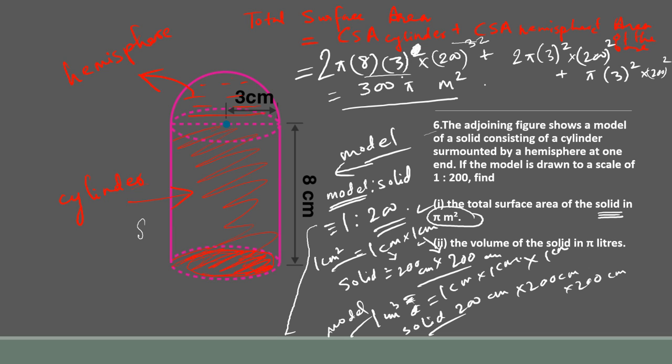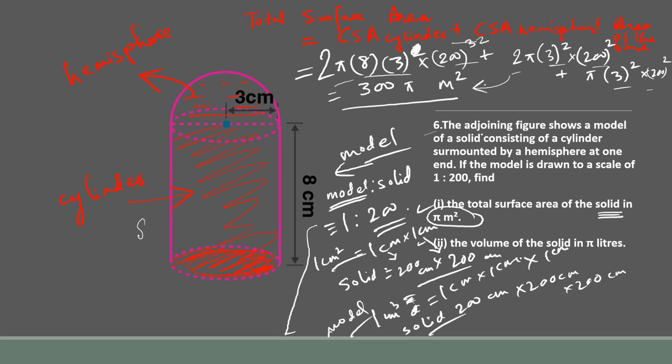You can just do 8 times 3 times 2, 24 times 2 is 48, times 200 square. Keep 200 square outside, as it is common to all three parts, and pi is common. So you can do 48 plus 9 times 2, which is 18, plus 9. Like that you can perform your calculation and you will get 300 pi meter square.